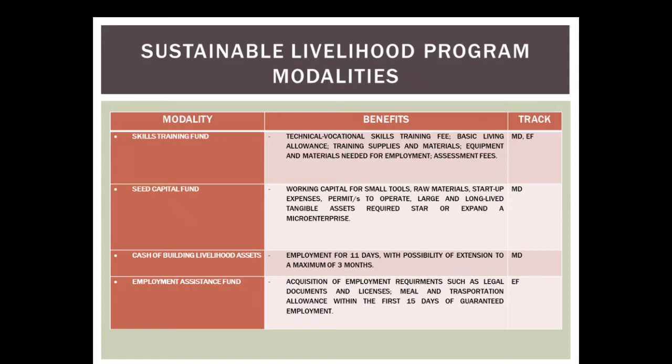And the last modality is the Employment Assistance Fund, where the benefit is acquisition of employment requirements such as legal documents and licenses, mail and transportation, and allowance within the first 15 days of guaranteed employment, and the track of this modality is the employment facilitation. And those are the 4 Sustainable Livelihood Program modalities.